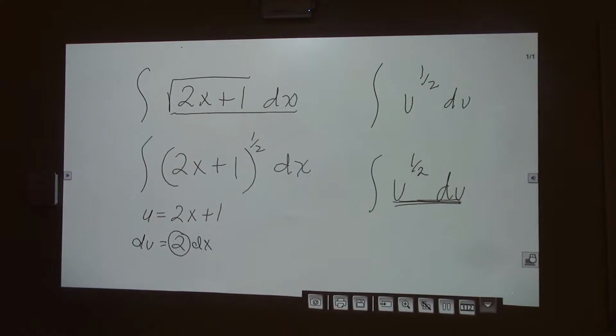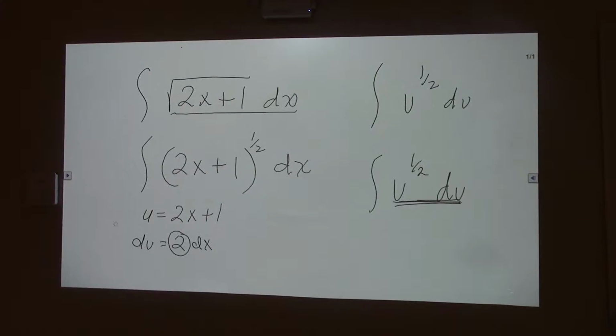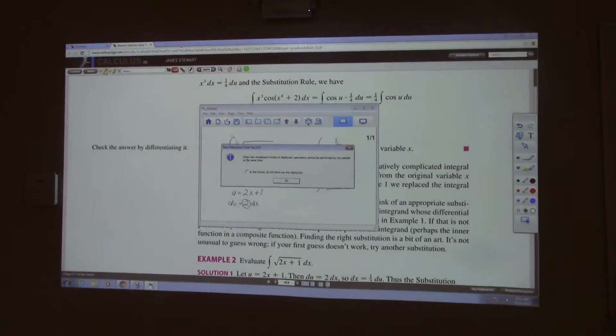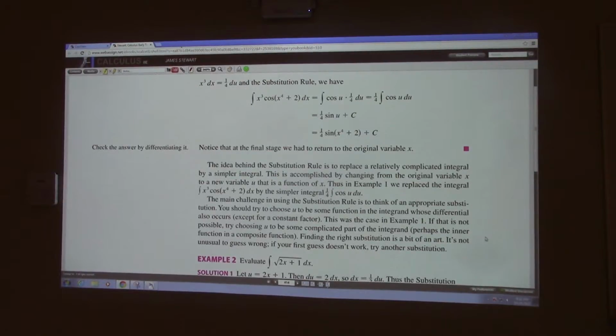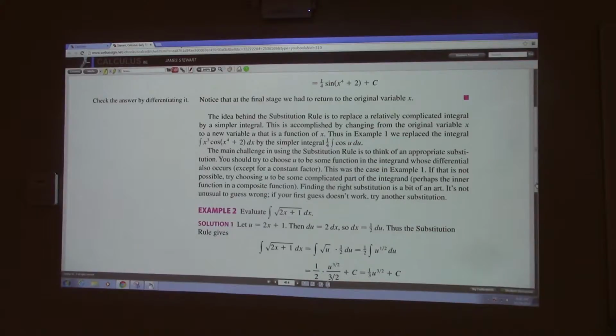Let me show you. And this can be confusing, and I really don't like the problem they picked for an example, but let me show you what I'm talking about. Here it is. Let u equal 2x plus 1. Then du is equal to 2 dx. So dx is equal to 1/2 du. Solve that for dx, because you need dx right here.